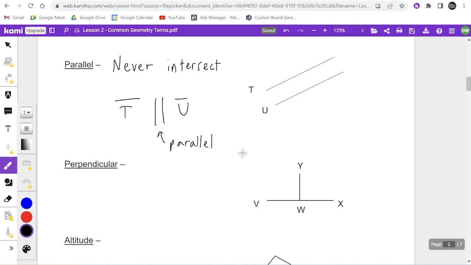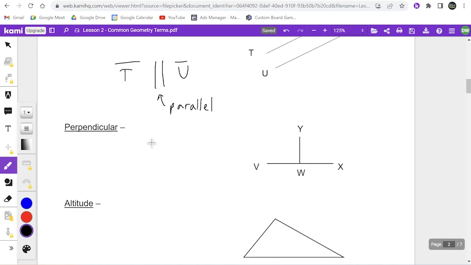Now for perpendicular. Perpendicular, we kind of just saw it on the last page. Perpendicular means they intersect. I spelled intersect wrong. Intersect at a 90-degree angle. Now remember, 90-degree angles are the same thing as a right angle. These two words mean the exact same thing.